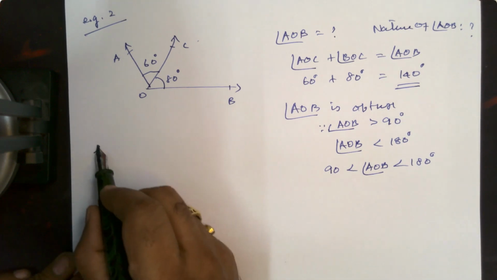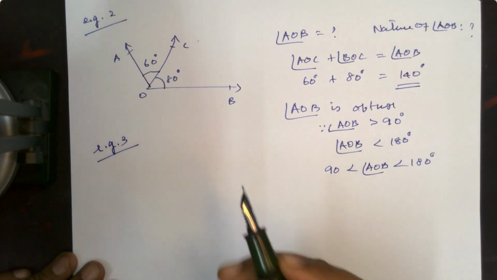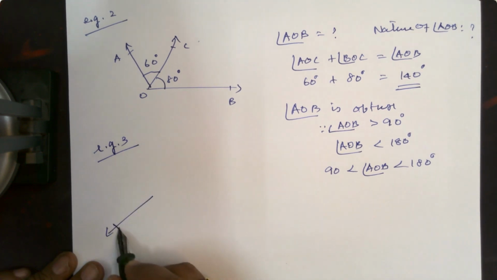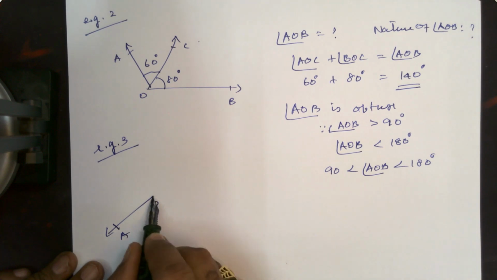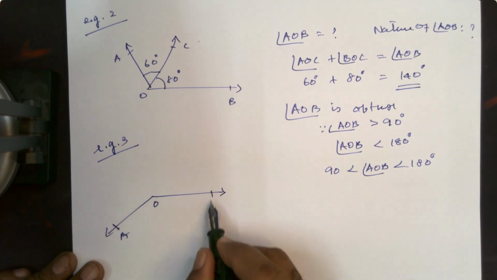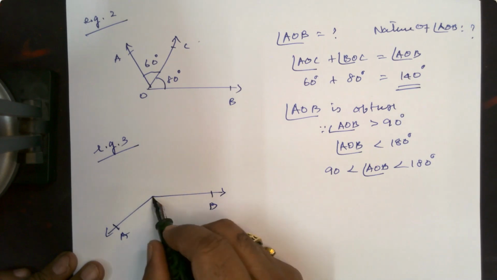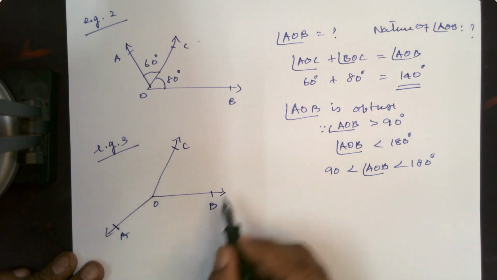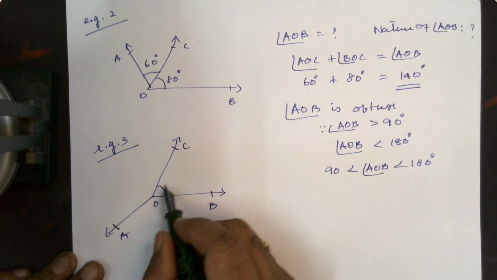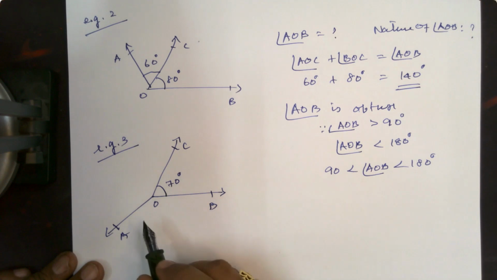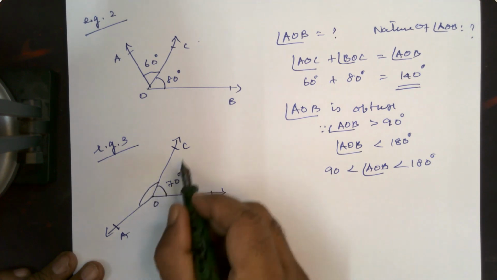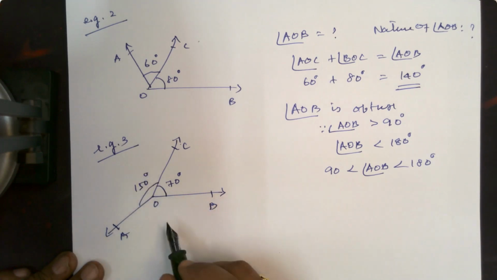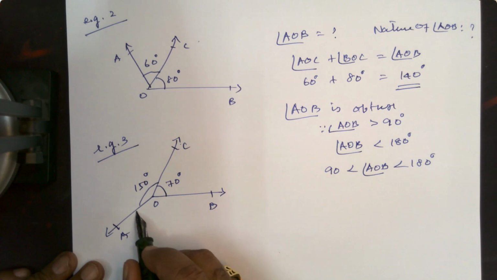Let me give you another example. So I have OA like this, OB like this, and the third ray is OC. So BOC is 70 degrees and AOC is 150 degrees. What is X?